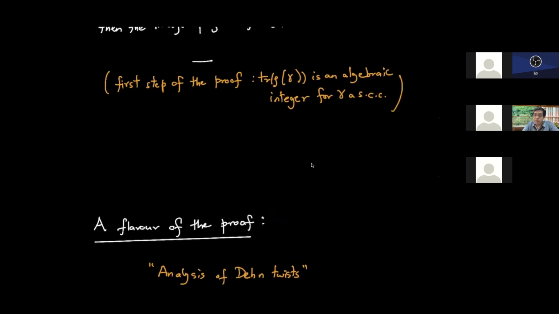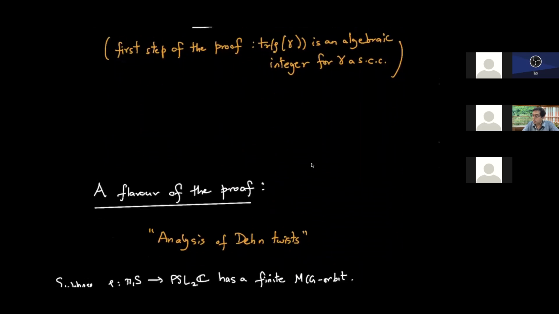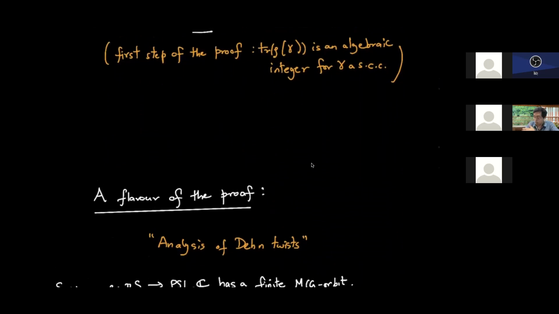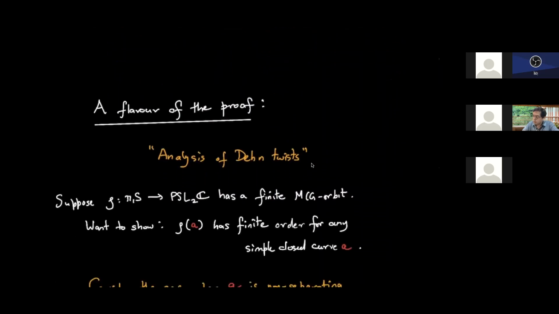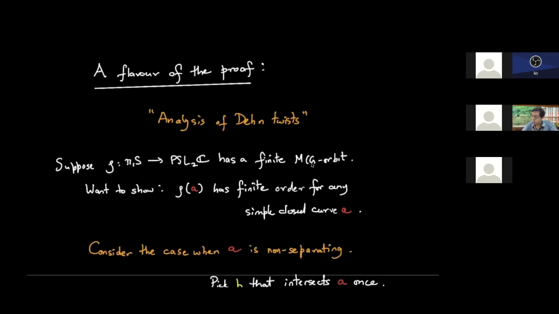So here's the flavor of the proof, and at least the part of the proof that I'm going to talk about can be summarized as saying it's an analysis of Dehn twists. So what's the setup? Suppose you have a representation rho that has a finite mapping class group orbit. To apply this theorem of Patel, Shankar, and Whang, you want to show that rho of A has finite order for any simple closed curve A. Then you would know that the image of rho is finite, as we want to show.